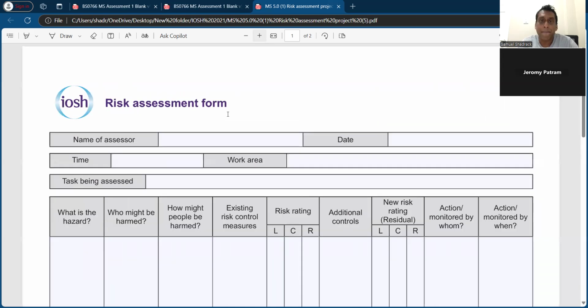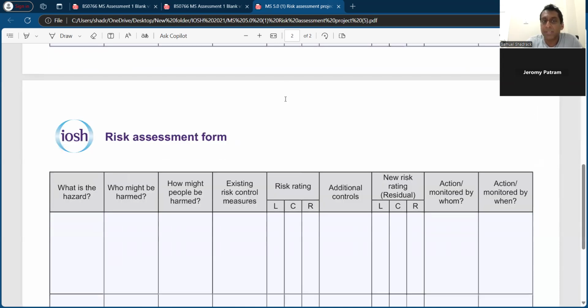So, of course, to pass the IOSH Managing Safely course, you have to undertake an assessment and you have to pass the project at the same time, right? So before we look at it, let me just give you an overview. It's just four hazards. If you have pages 42, 43, you'll see it. It's just a space of four hazards.